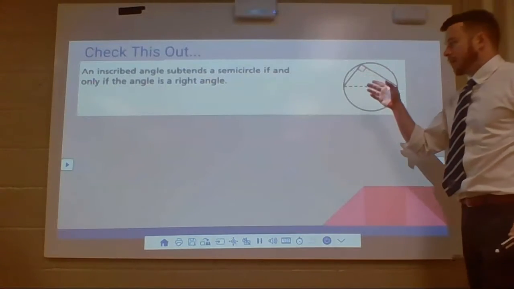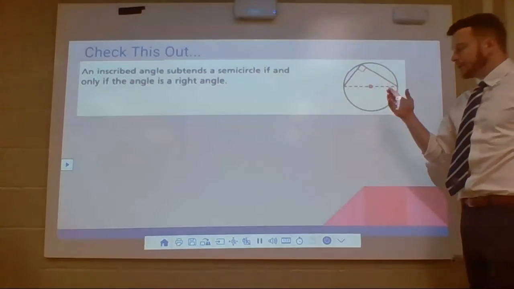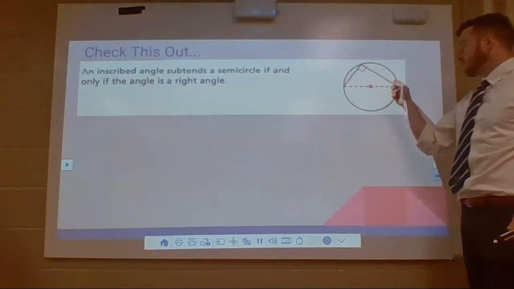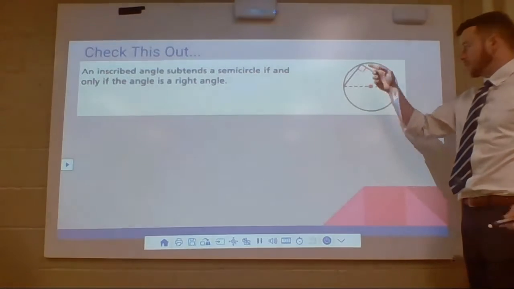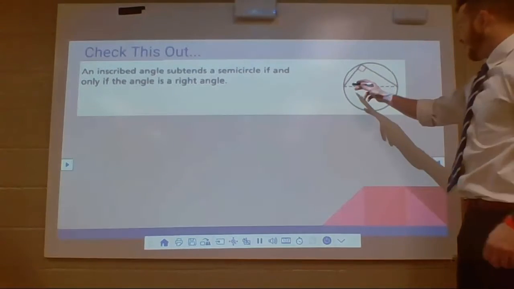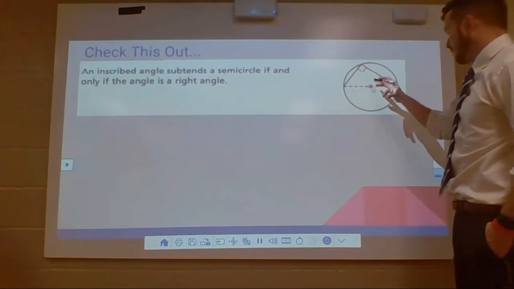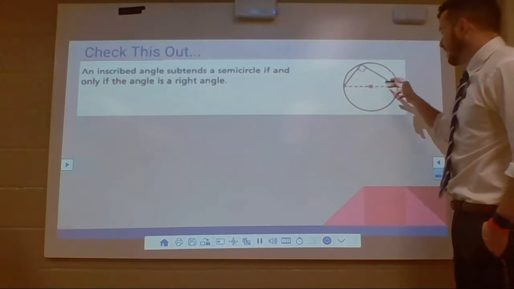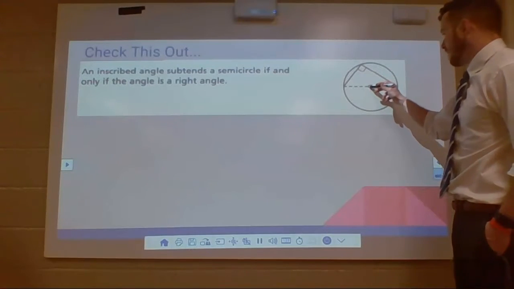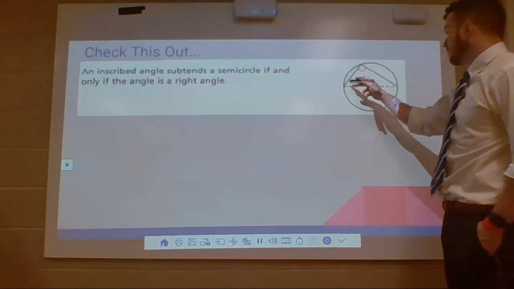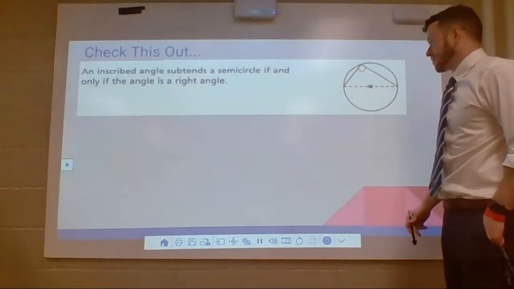So check this out. We've got another circle here, and we see what looks like a right triangle in that circle. Now, the hypotenuse of that right triangle looks like the diameter of that circle. See how it's passing through the center? It is the diameter of that circle.